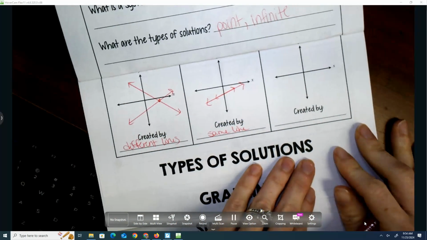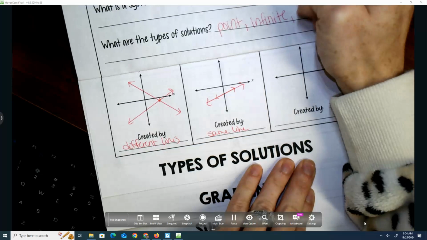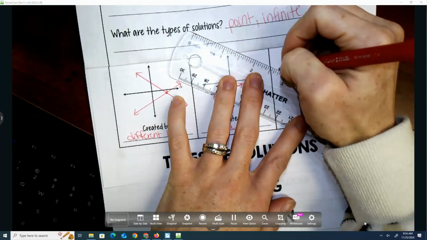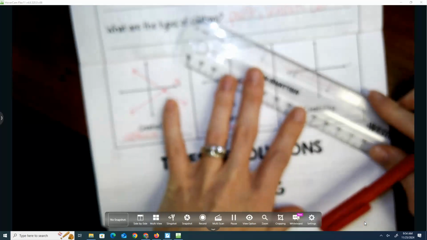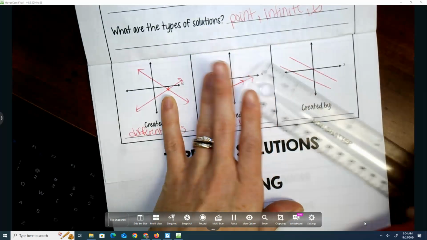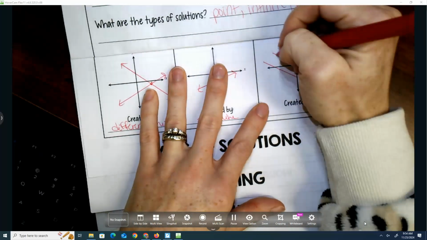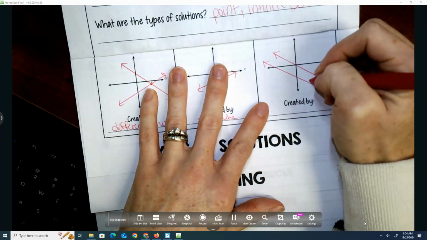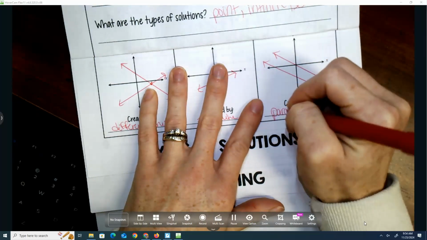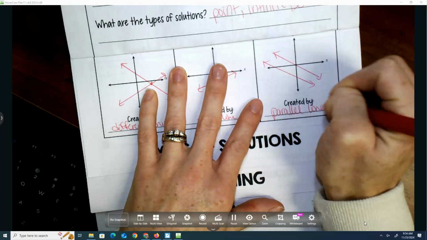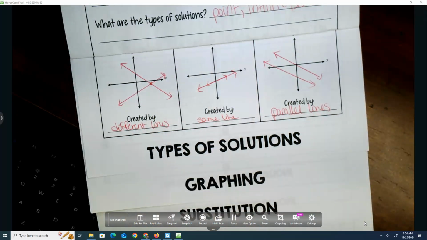And what's the other option? No solution. And what causes a no solution? Two lines that never cross. So parallel lines. So our answer, we can either get one point, an infinite solution, or no solution at all if we have parallel lines. Those are the different types of solutions.